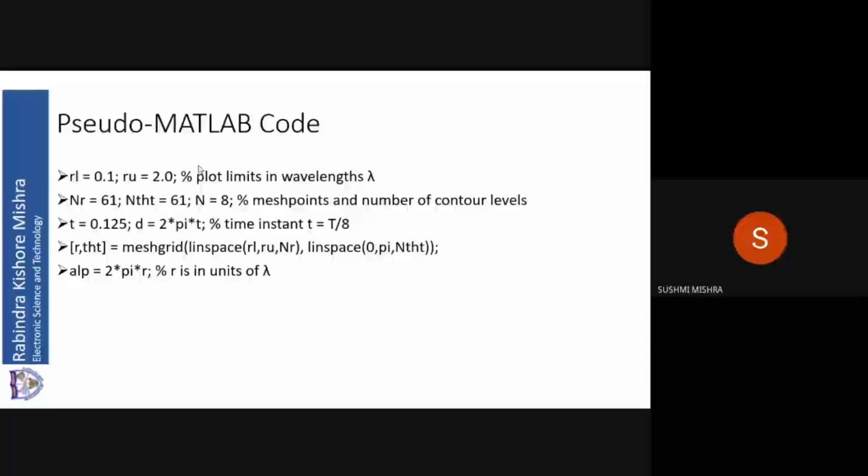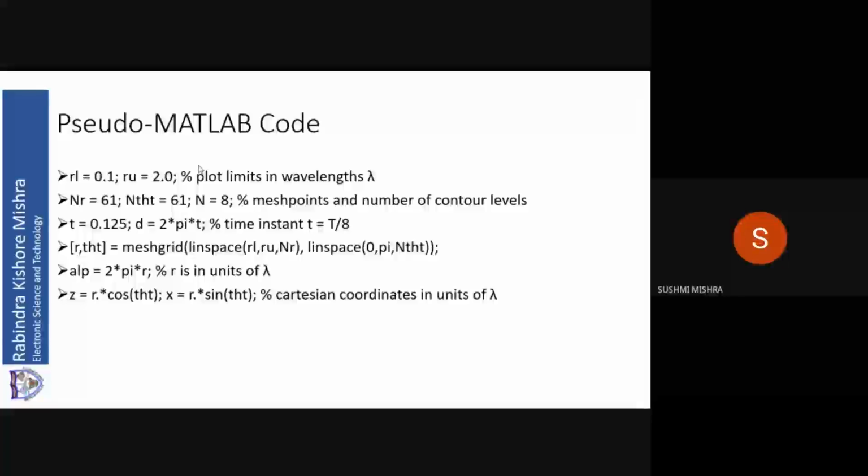Similarly, for theta, theta will vary from 0 to pi, with NTST the number of points in theta. Once I do that, I will find out alpha. We have defined what alpha is: alpha is equal to KR. For R we are taking here D, because for each instant of time we will find a different D or different R. Therefore, we have taken D equal to 2 pi T. So alpha is equal to 2 pi R, with R in terms of lambda.